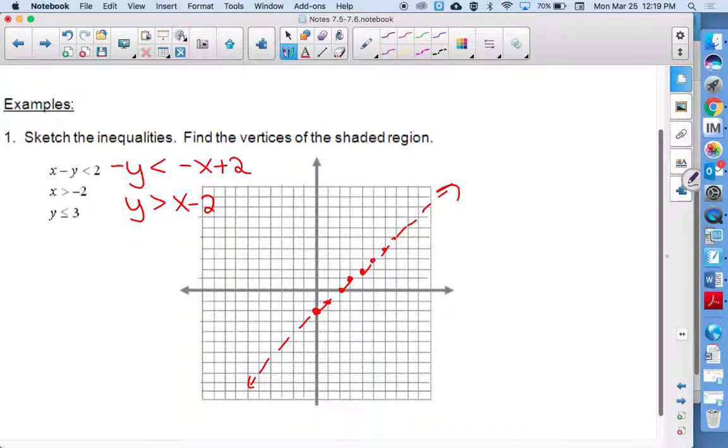So again, dotted line, and then we're shading above now. So just remind yourself if you need to. I'm going to put 2 little arrows there to remind me I'm going up.